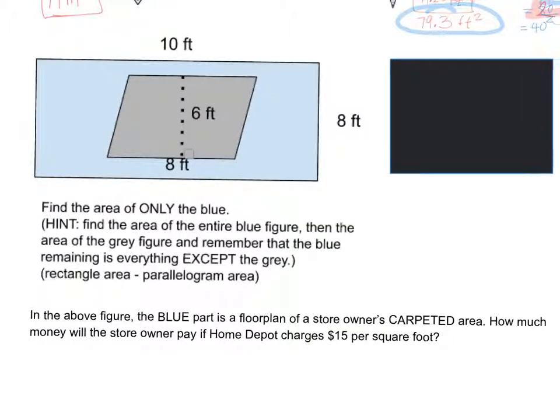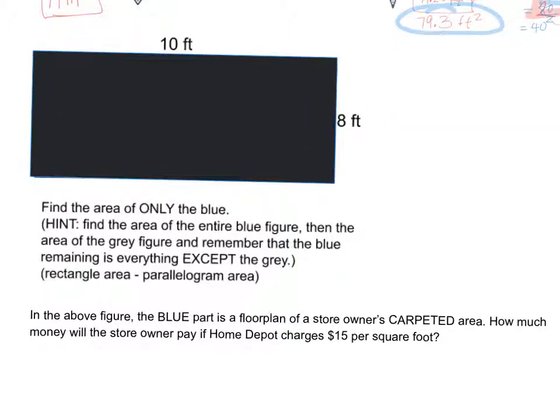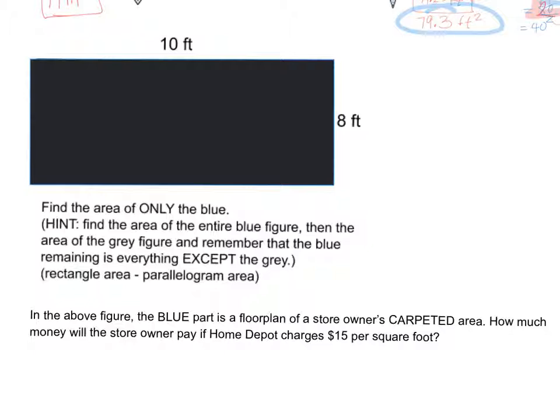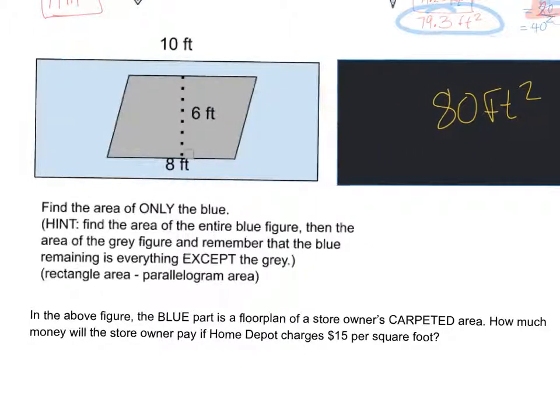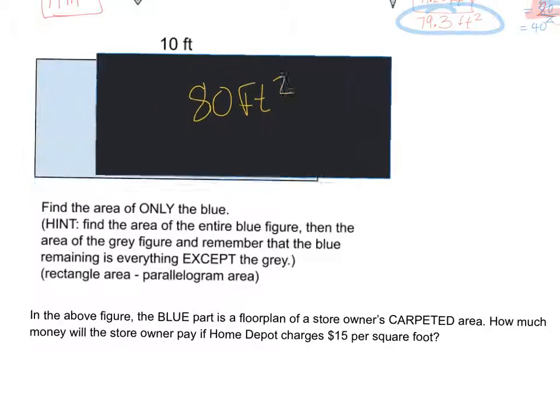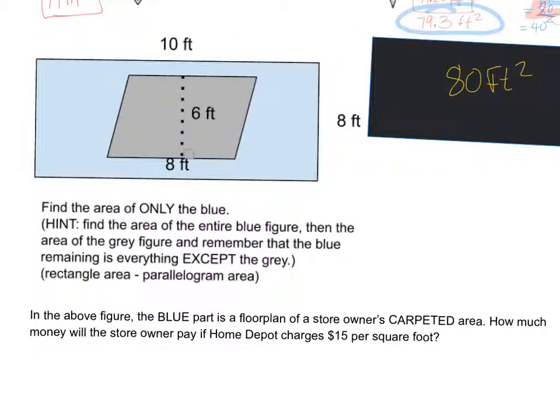Okay, so first we're going to get the area of the entire rectangle. The area of the whole thing is going to be 10 by 8. That's exactly right. And 10 by 8 is 80 square feet. But remember that we don't want the area of the whole entire rectangle. We want the rectangle minus, exactly, 8 times 6, which is 48.